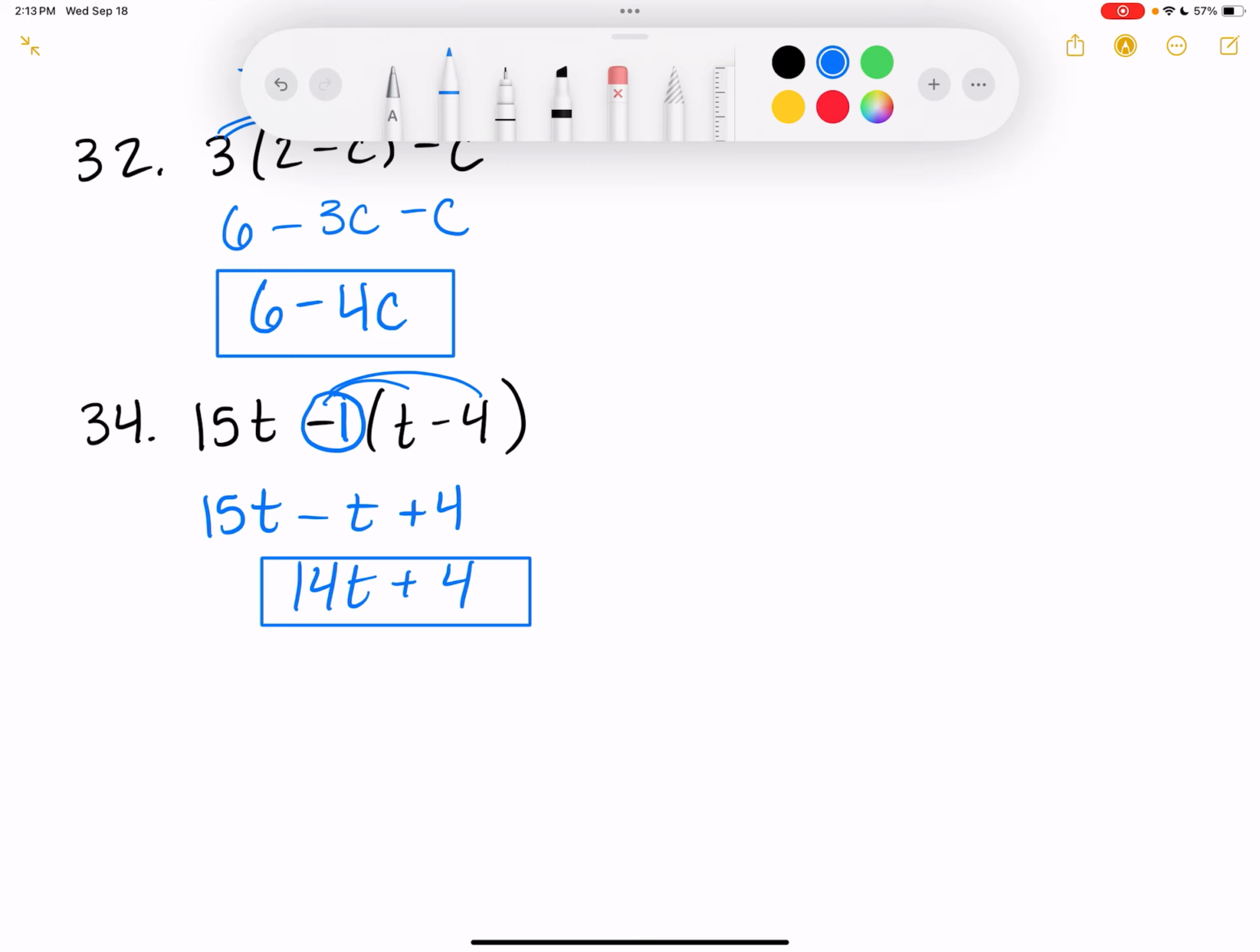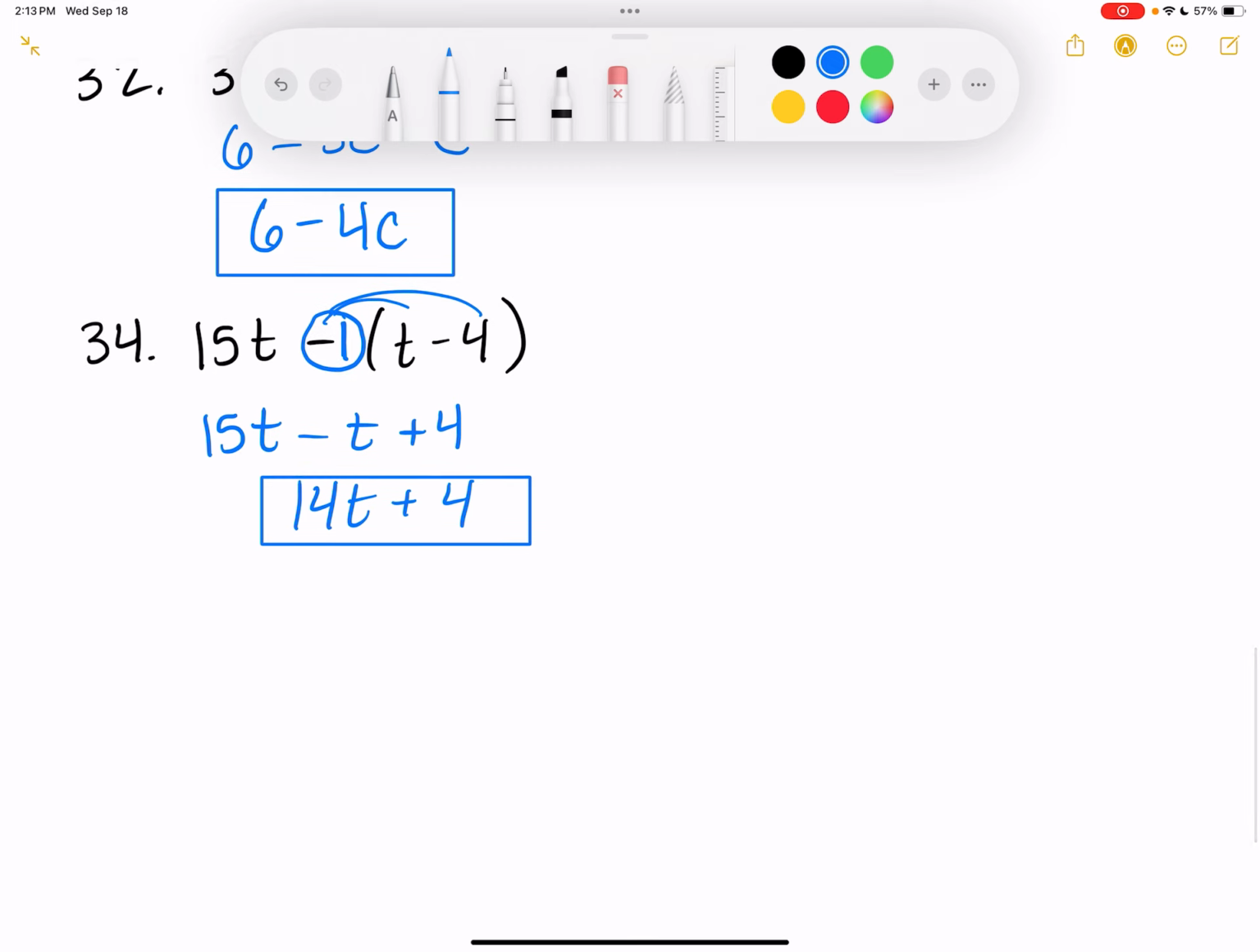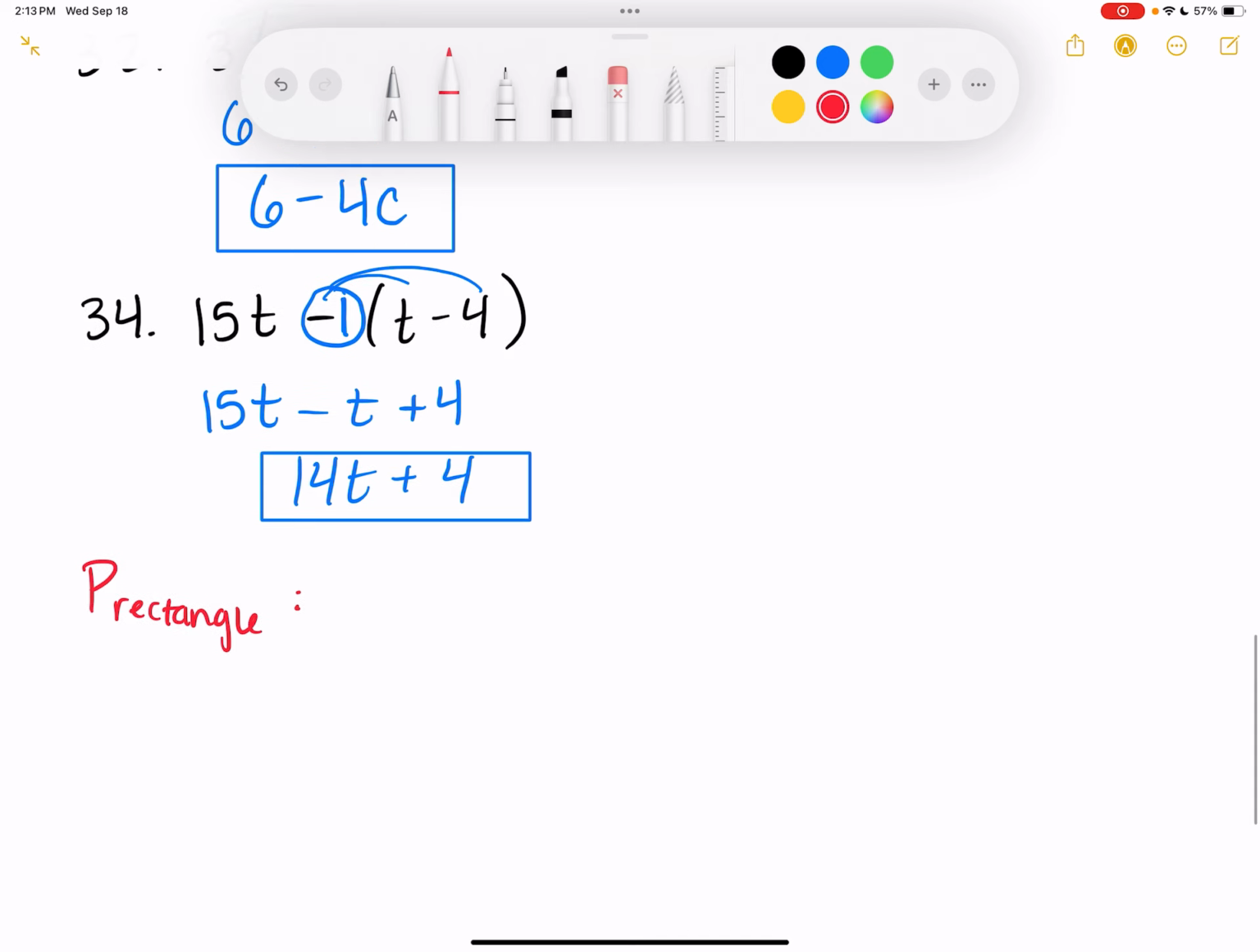All right. The last thing is finding perimeter and area of a rectangle. I want to refresh our memory. What is the perimeter of a rectangle? Length times 2 plus width times 2. 2L plus 2W. So that's the perimeter of a rectangle. What is the area of a rectangle? Length times width. Yep, length times width.